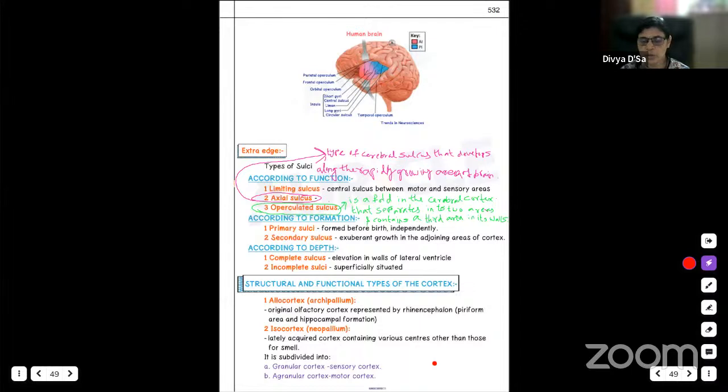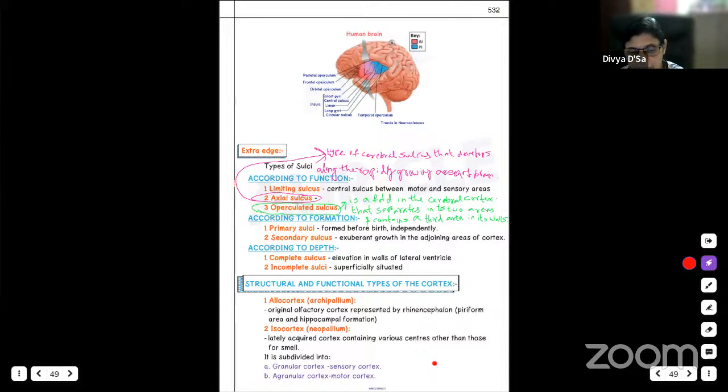Basically, it's a small area. We see it in animals, because they are highly sensitive to smell. That sense was very essential for them to sense any danger, sense any food. So that smell sensation was very essential. That is why it was the first one to develop.